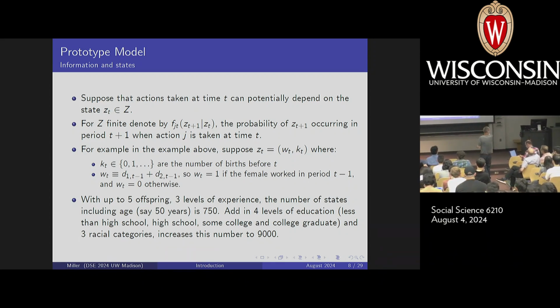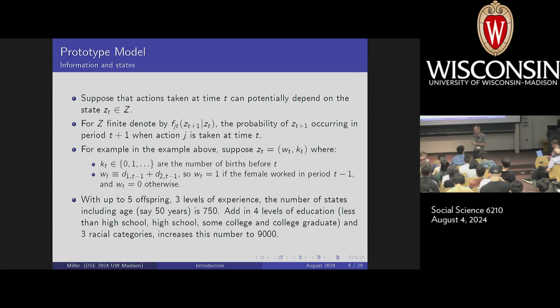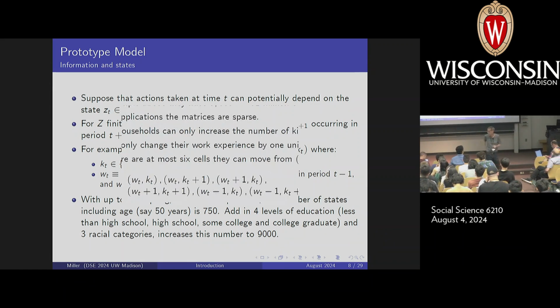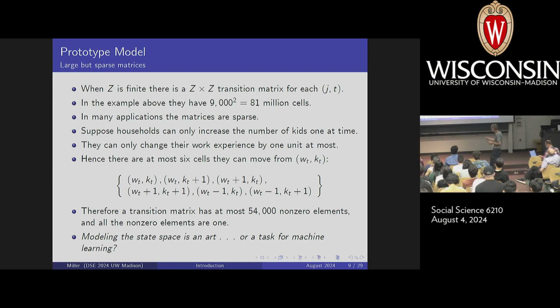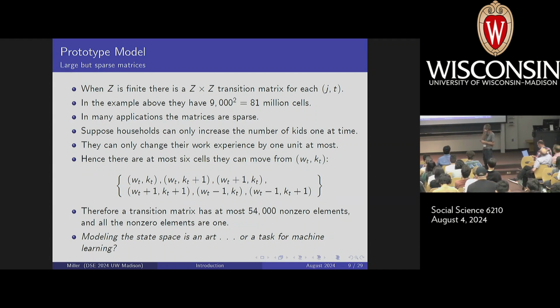Z carries on. All right. Could be 9,000 different values of Z. And that's a very simple example, of just how many kids you've got, whether you worked last period or not. Those are the things that might determine what you're going to do, because obviously your wage might depend on recent experience, stuff like that. So at some level, if we looked at Z cross Z, you've got 81 million cells. It's sort of doable.